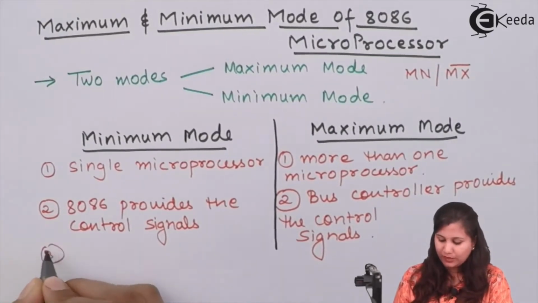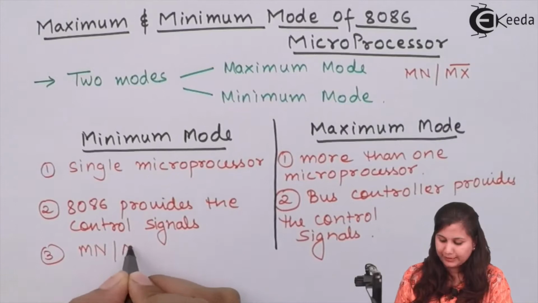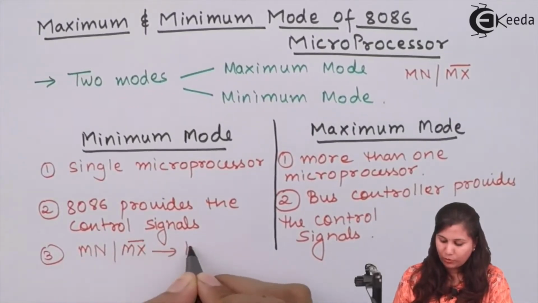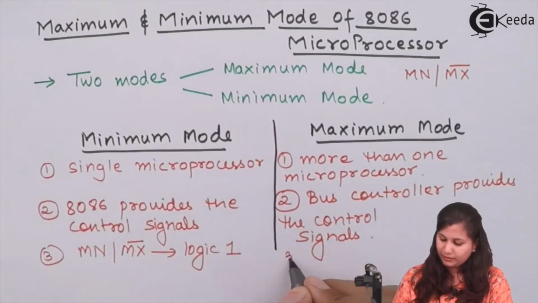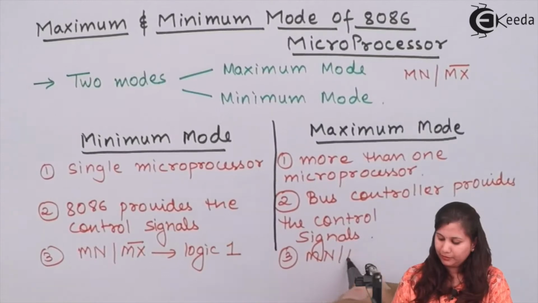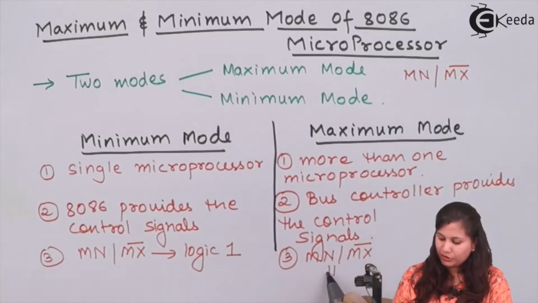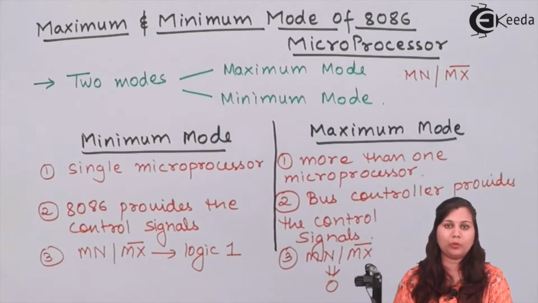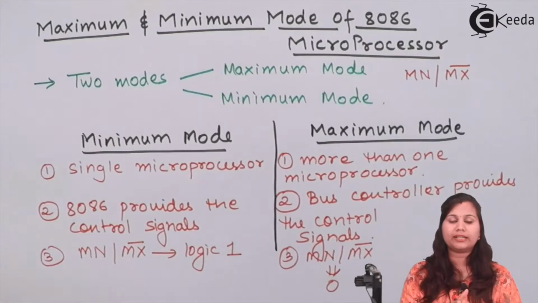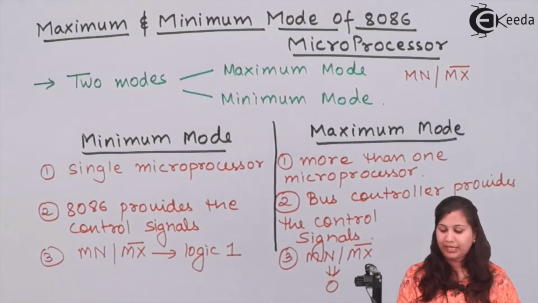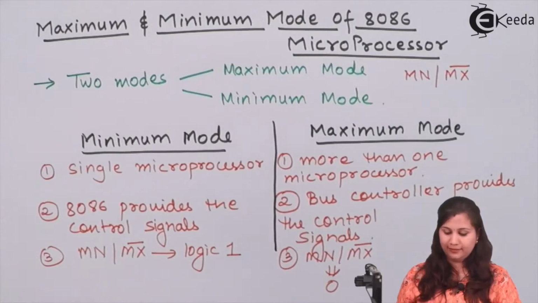So the next difference we have is when the minimum and the maximum pin is at logic 1, then minimum mode is selected, and when the minimum and maximum pin is at logic 0, then maximum mode will be selected. So these are the two modes of operations of the 8086 microprocessor. Let us study these modes in detail. First, we will start with the minimum mode of 8086 system.